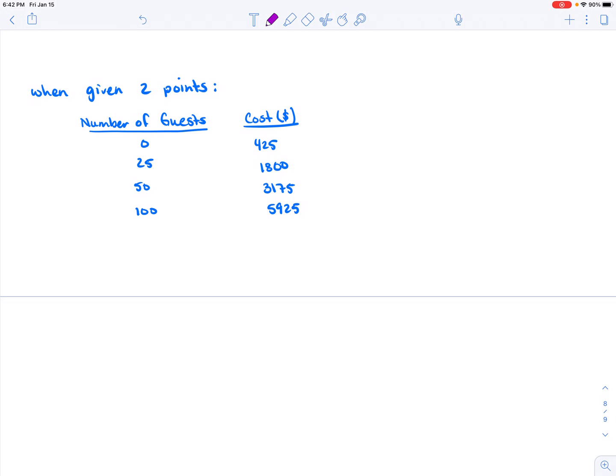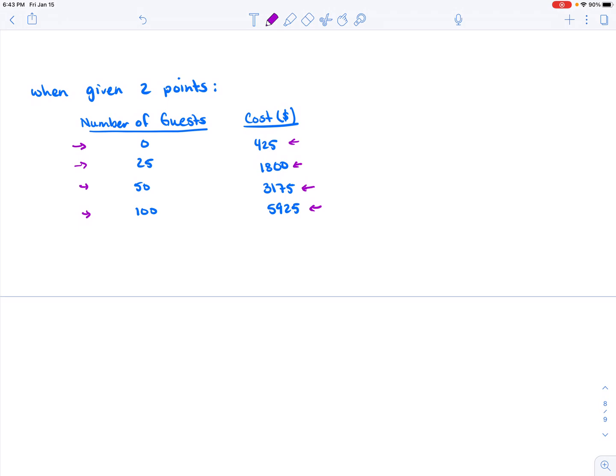This is a situation where we have somebody trying to find a hotel for a wedding reception. Very common thing that happens in people's lives. We're given the number of guests and possible costs. If there's no guests, the cost is a flat fee right off the bat of $425. With 25 guests, the cost for the hotel and reception room and the buffet charge is $1,800. For 50 guests, it's $3,175. For 100 guests, $5,925.